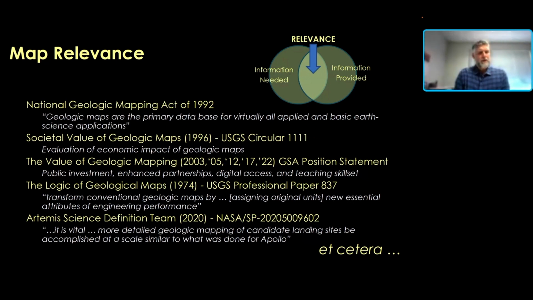And then finally, the Artemis Science Definition Team in 2020 came out with this document, an excellent document that summarizes what our goals are moving forward. And in there, they quote that it is vital that more detailed geologic maps of candidate landing sites be accomplished at a scale similar to what was done for Apollo. But et cetera, there are many, many other map relevance documents that go along with this. Next slide.